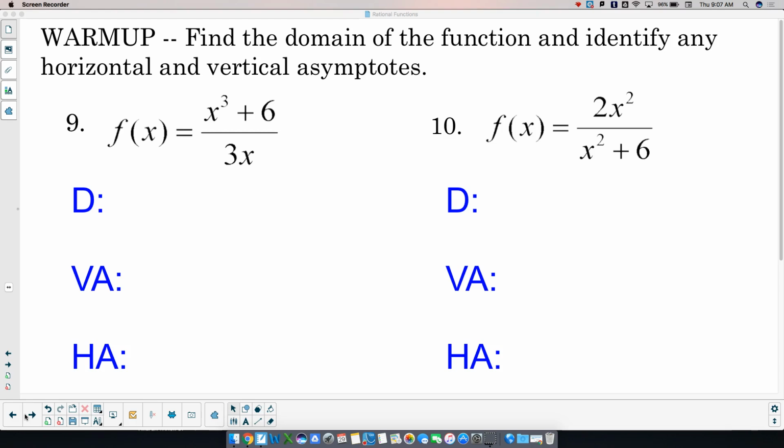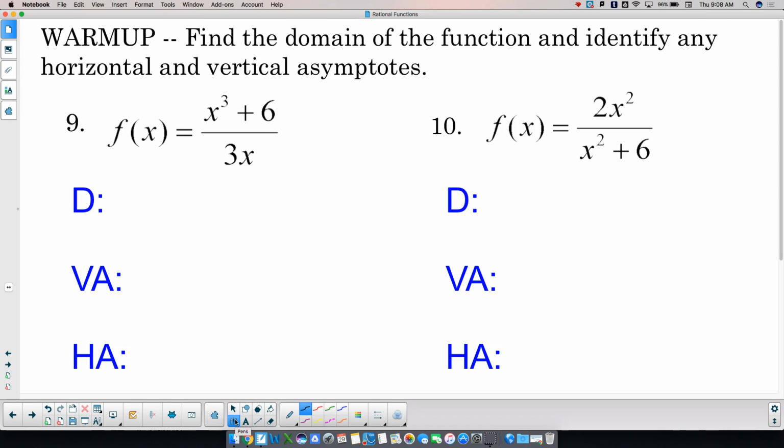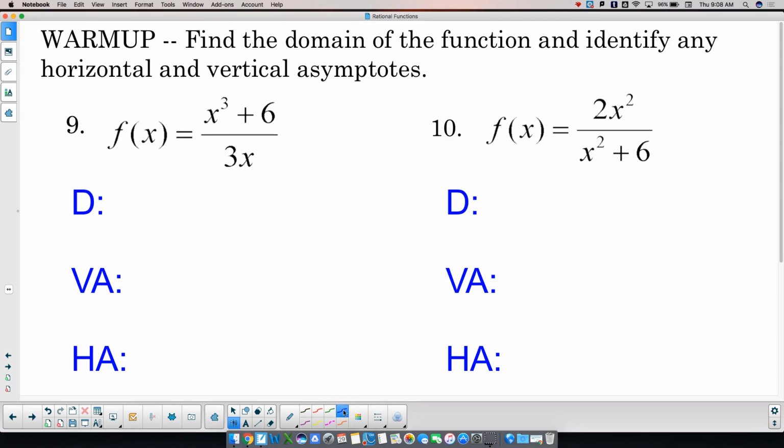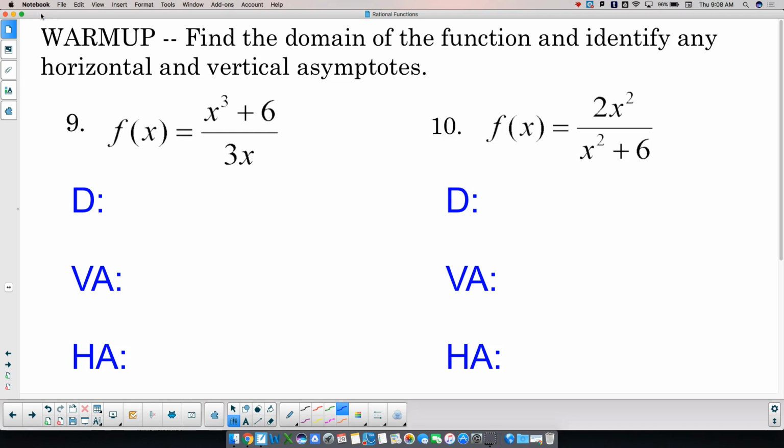First one. Well, actually, it's the 9th one, but first one of the day. Okay. What is the domain of f of x equals (x cubed plus 6) all over 3x? Domain there. All real numbers. x cannot equal 0. Do we agree?